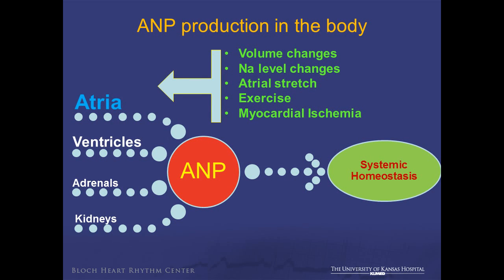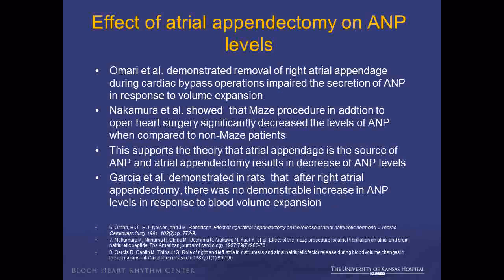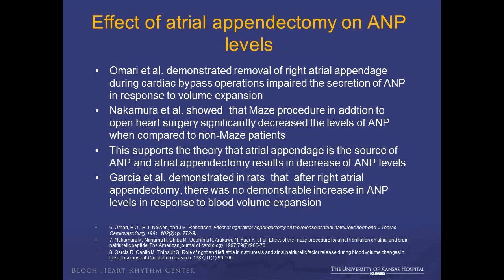And you have all these stressors, which is anytime you have a change in the volume or the systemic sodium levels, and there is an atrial stretch due to exercise, myocardial ischemia. All these things can act as triggers that would neurohormonally modulate the atria, and especially the atrial appendages, to secrete more atrial natriuretic peptide that have a consequential effect on systemic homeostasis. I mean, it's amazing how much this appendage really does without us realizing it.